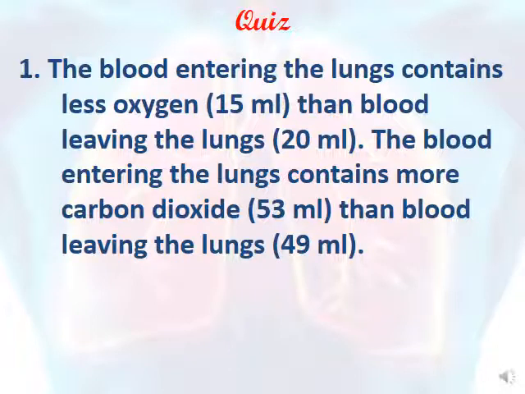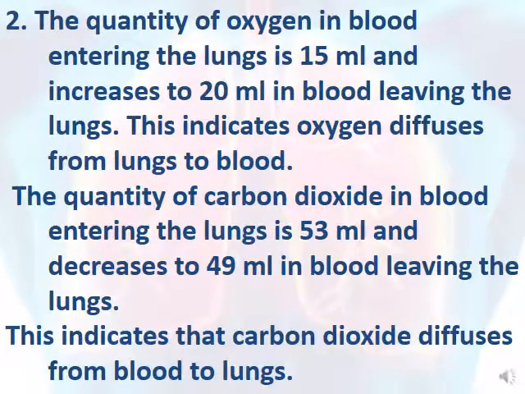You can solve it like this, or you can say that in the blood entering the lungs, the amount of oxygen was 15 milliliter, which is less than that in the blood leaving the lungs, which is 20. And in the blood entering the lungs, the amount of carbon dioxide was 53 milliliter, which is greater than that in the blood leaving the lungs, which is 49 milliliter. Let's move now to the interpretation.